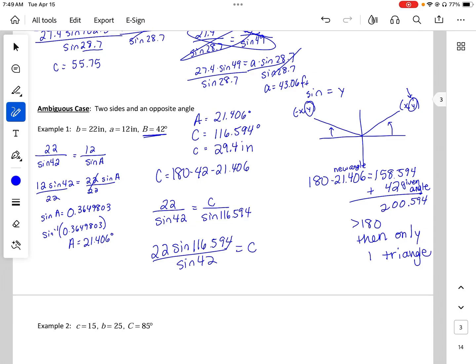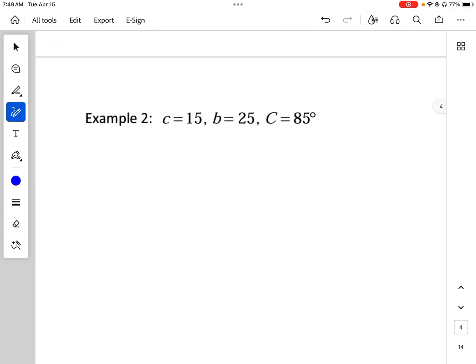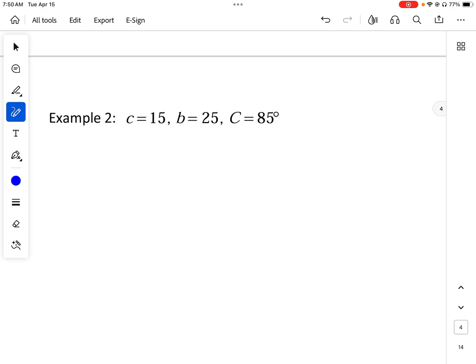And it ends up being 29.400 when we round. So 29.4, and this is in inches. Okay, let's go to the next one.